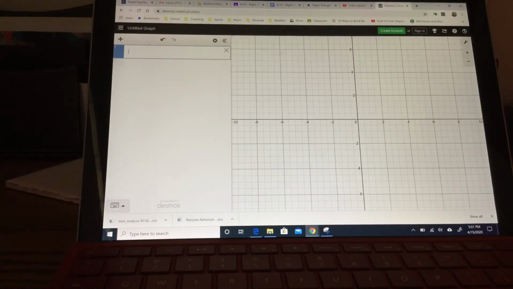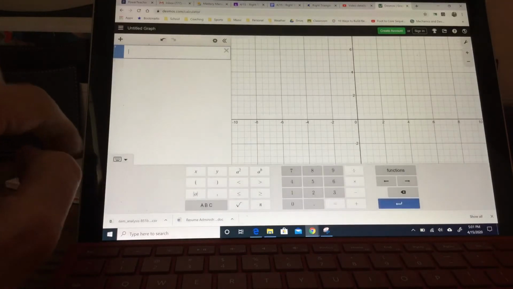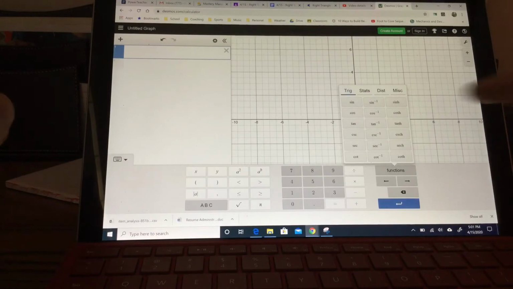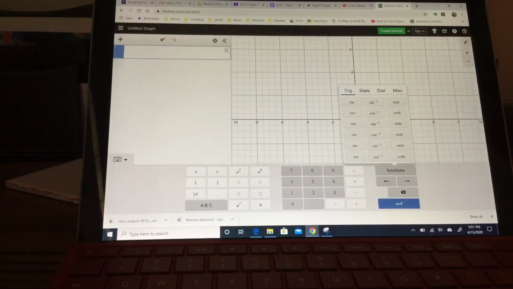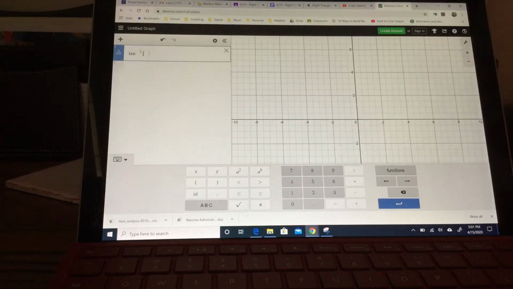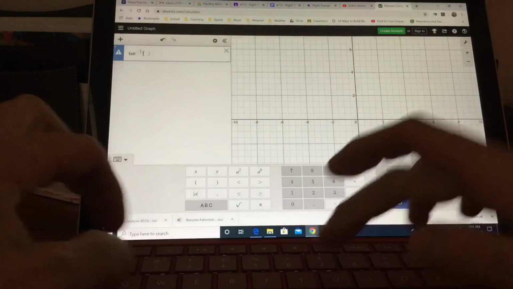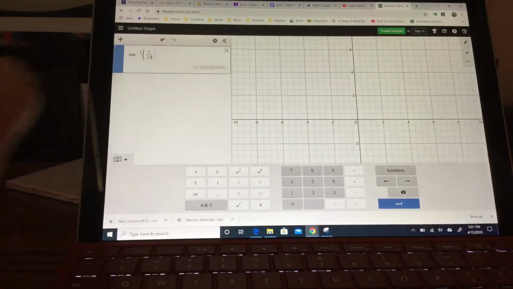To do that, you're going to click down on this little keyboard. You're going to go to functions. And then instead of inputting sine, cosine, and tangent like we did before, we're utilizing the inverse in this case, which is right next to them. So right here. In this case, it's the inverse tangent. And then we're just going to do 7 divided by 10.